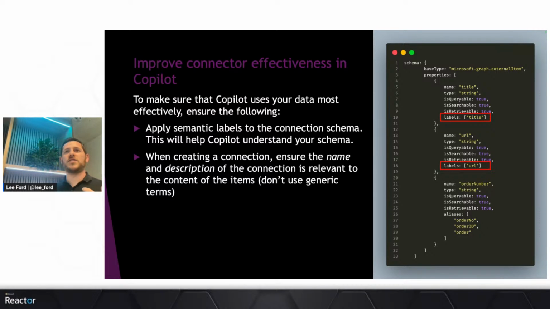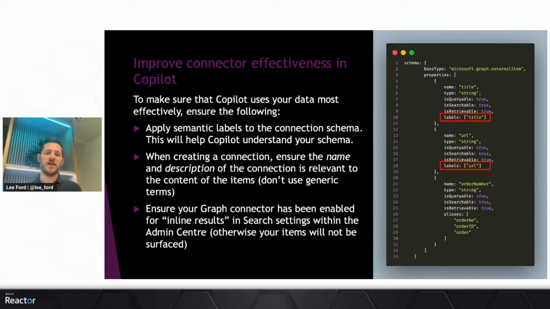You've got to be as descriptive as possible in using the connector. So call it something like, I think I called it sales orders, and this is used for getting sales orders. So then when you say, oh, can you find the sales order? It goes, oh yeah, I've got a connector called sales orders. That makes sense. Use relevant terms, not generic ones.